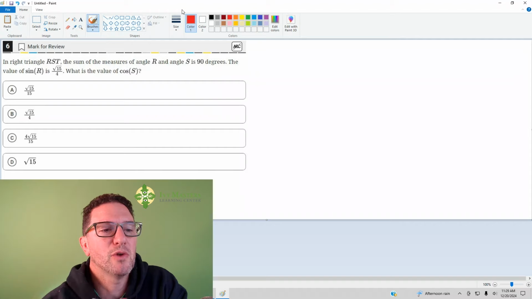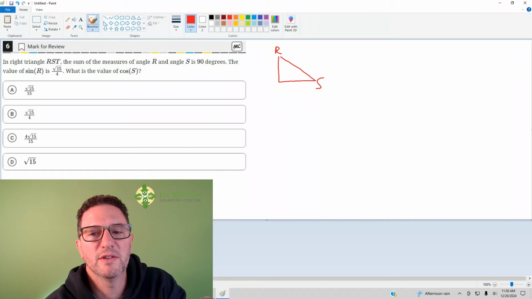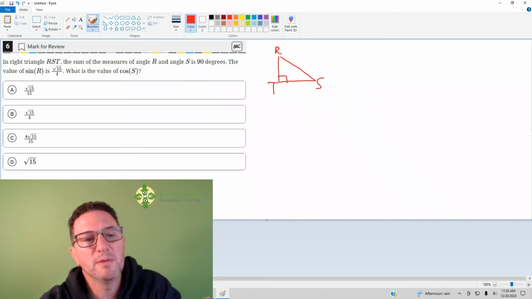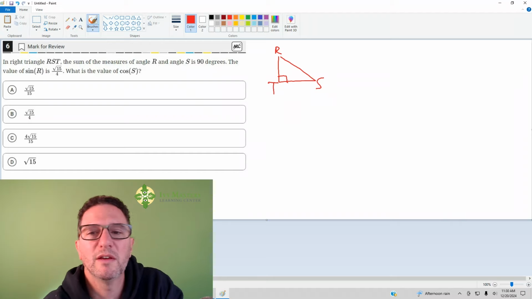So we've got right triangle RST. So what's R, what's S, what's T? Well, if the sum of the measures of R and S is 90 degrees, then they have to be here: R here, S there, or vice versa. The point is that T has to be the right angle. Otherwise, the sum of R and S could not be 90 degrees. It would look like this.